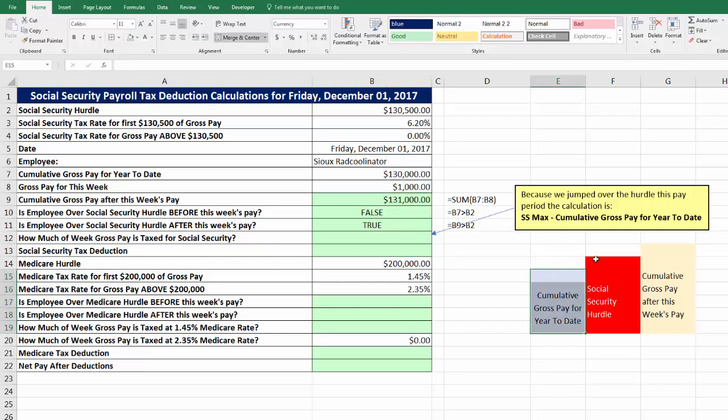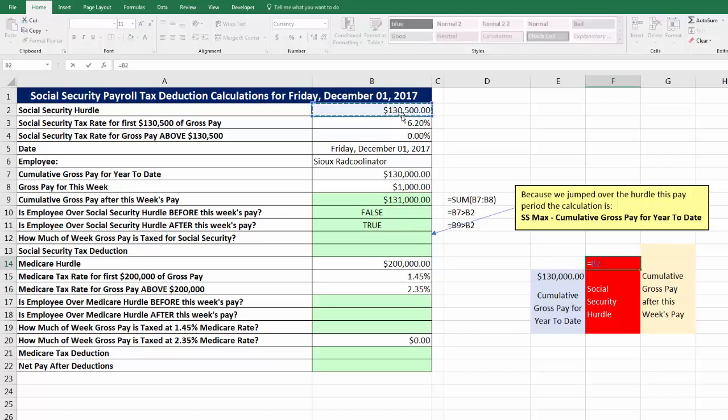Here's a certain height, a second height, and a third height. We're going to have 3 different numbers. First, I want to look at cumulative gross pay year to date before this paycheck. So there it is. It was 130,000 and enter. The next thing is the Social Security hurdle. Remember, we jumped over this hurdle during this paycheck.